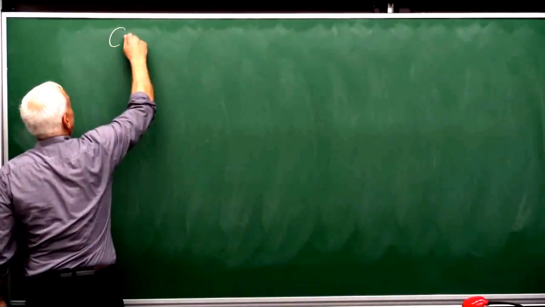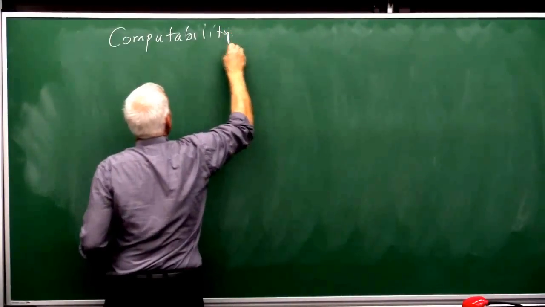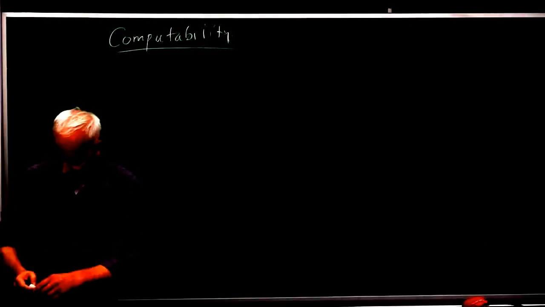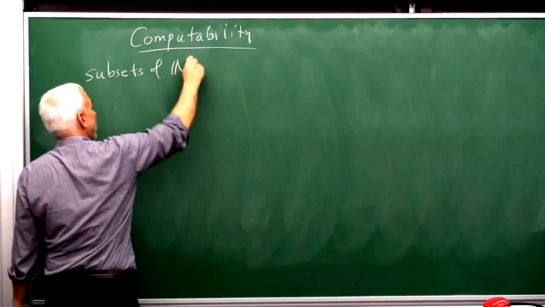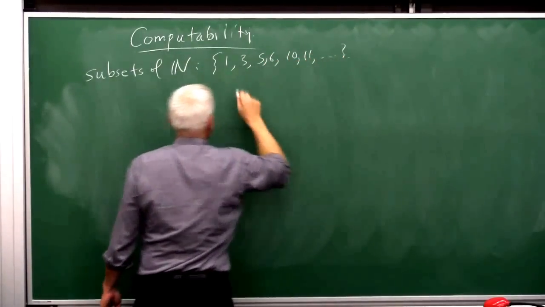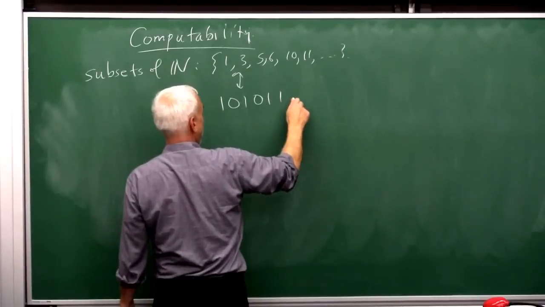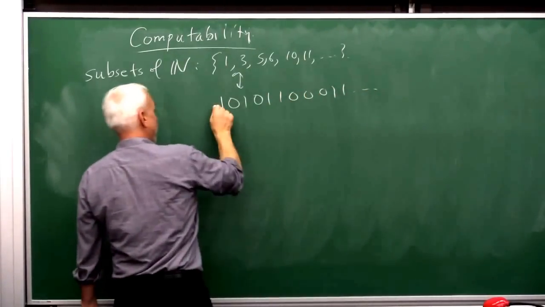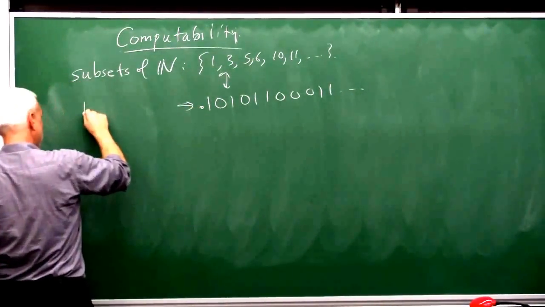All right, so that's all very interesting. Now I want to talk a little bit about another development, sort of computability. So basically, people started thinking about subsets. If you're thinking about subsets of natural numbers, a subset of N, something like maybe 1, 3, 5, 6, 10, 11, and so on. This can be associated with an infinite sequence. You put a 1 there, and then in the third spot, the fifth spot, sixth spot, 7, 8, 9, 10, 11, and so on. And if you want to, you can put a dot in front of it like that, so you actually get a decimal number in binary. Okay. So this is a binary real number.